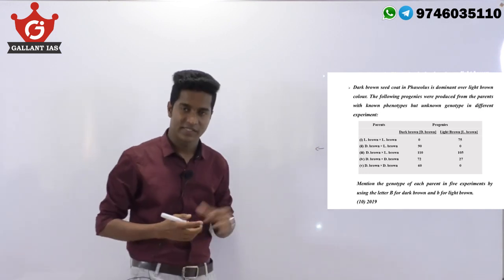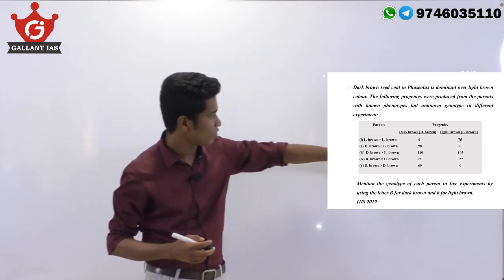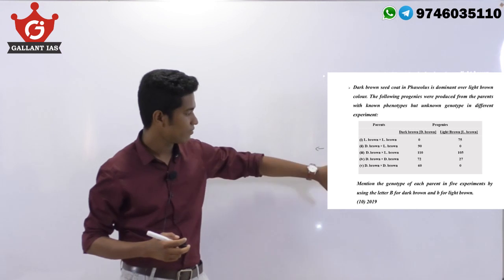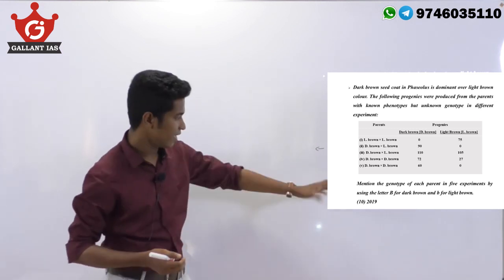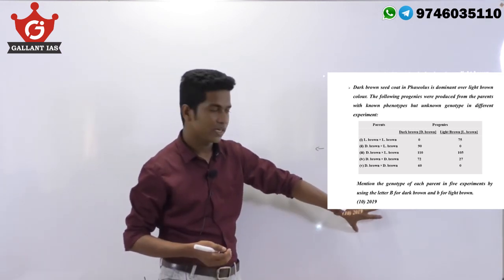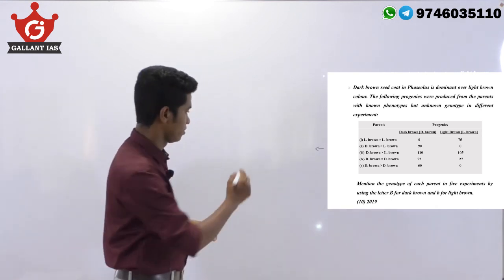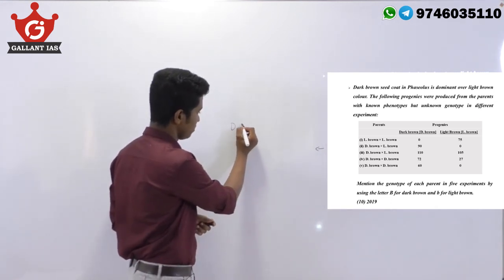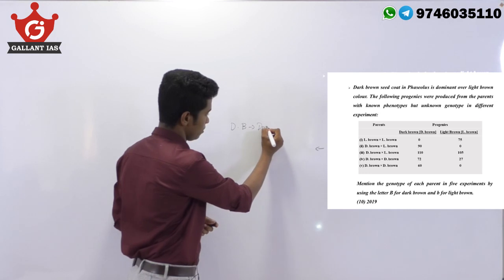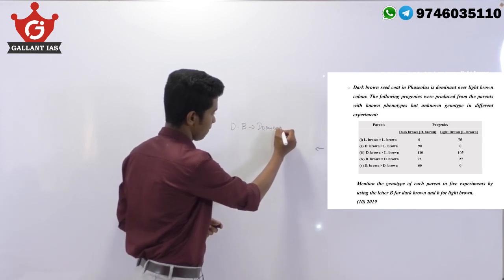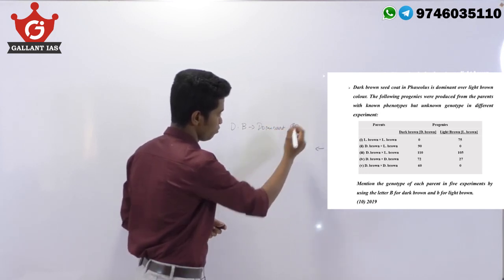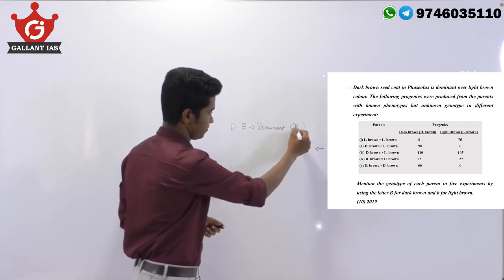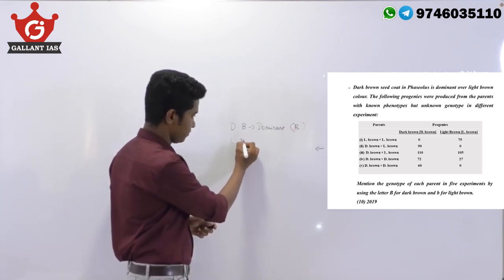So how can you answer this question? By looking at the progenies, you can simply identify the genotype of the parent. They have mentioned that capital B is for dark brown. That means dark brown is dominant, and the letter represented is B. There is only one trait. And light brown.